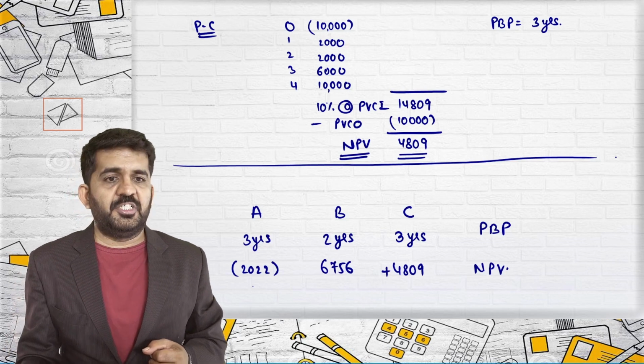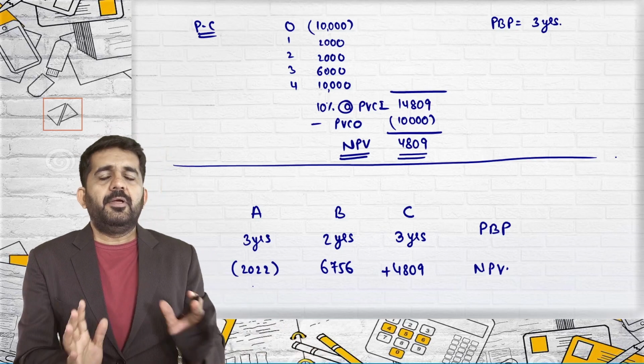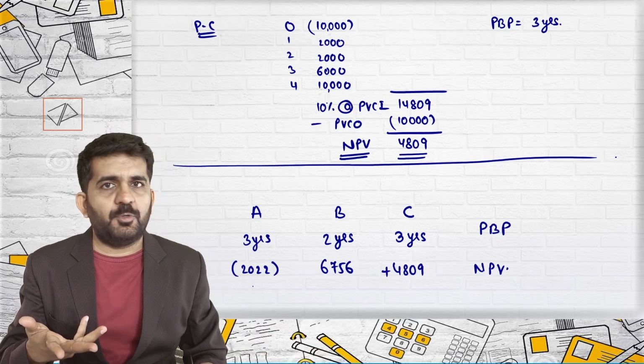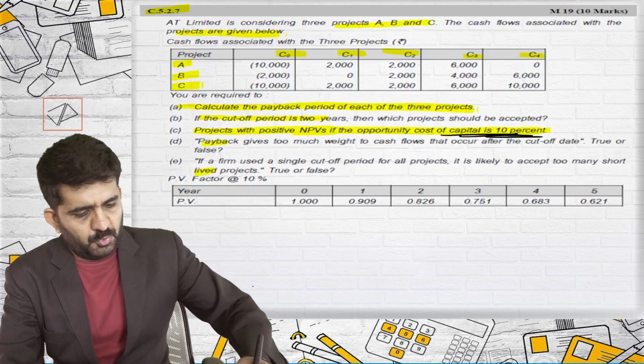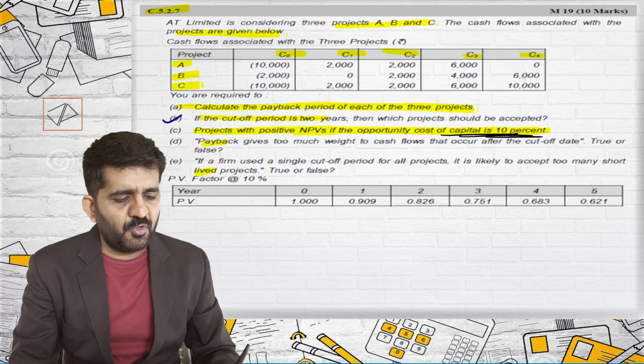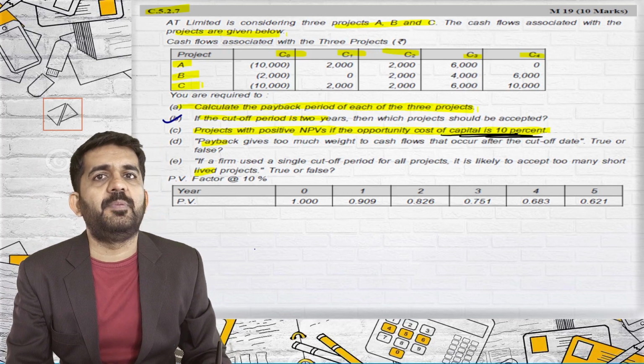All of you have reached up till this stage. Payback period of all 3 projects and NPV of all 3 projects are available. Let us solve this question first. If the cutoff period is 2 years, then which project should be accepted?